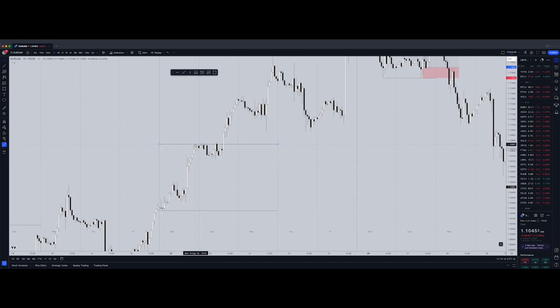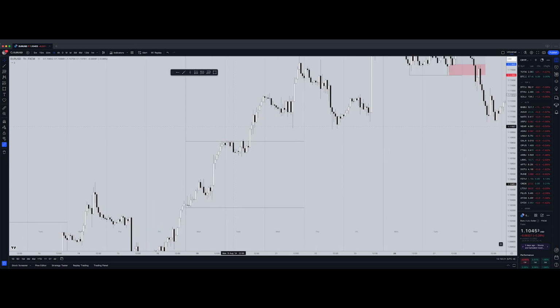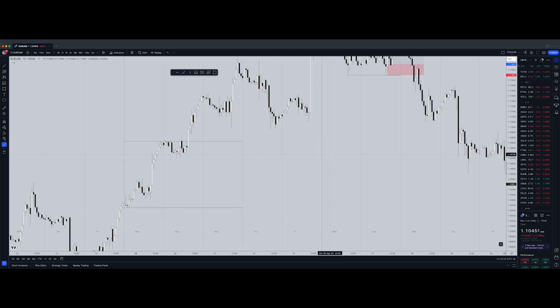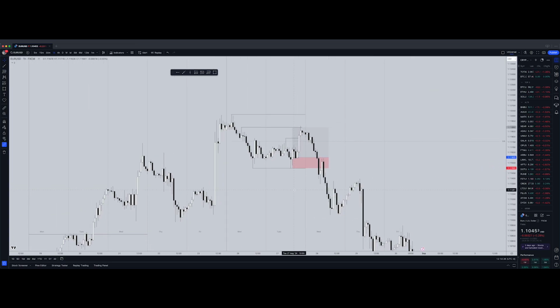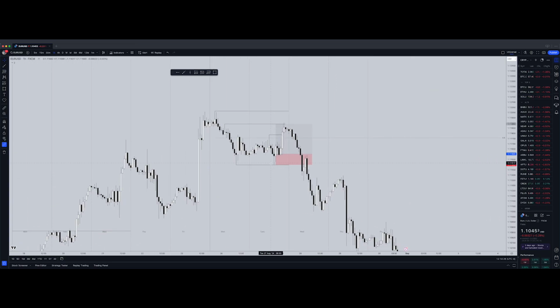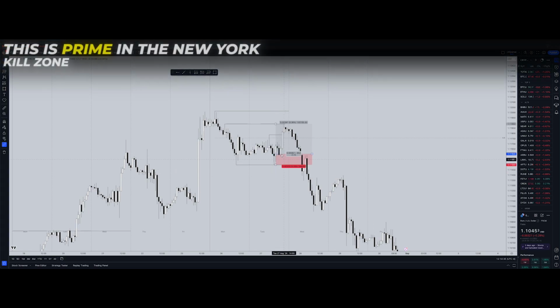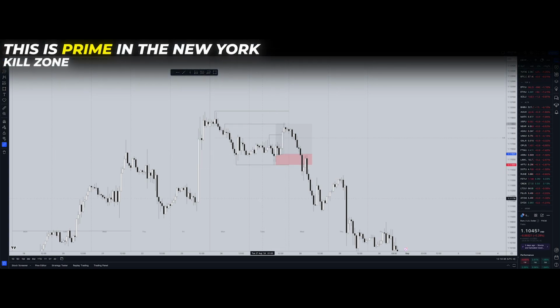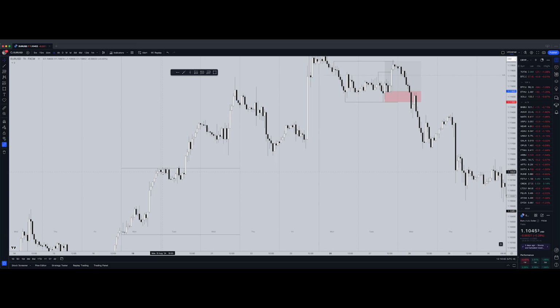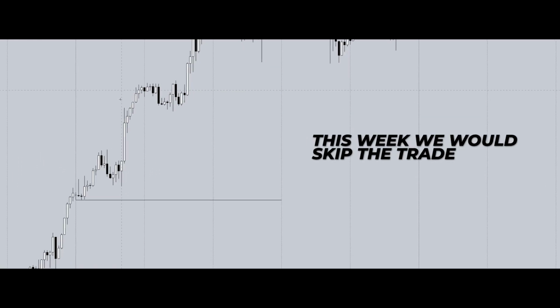Obviously, we have this here again. On this Monday, I would skip this here purely because you want to incorporate time and price into a strategy. We swept the swing low during 8 AM New York time. This is prime in the New York kill zone, right? However, here we swept it at 6 PM. This is outside of every kill zone. So this week we would skip the trade.